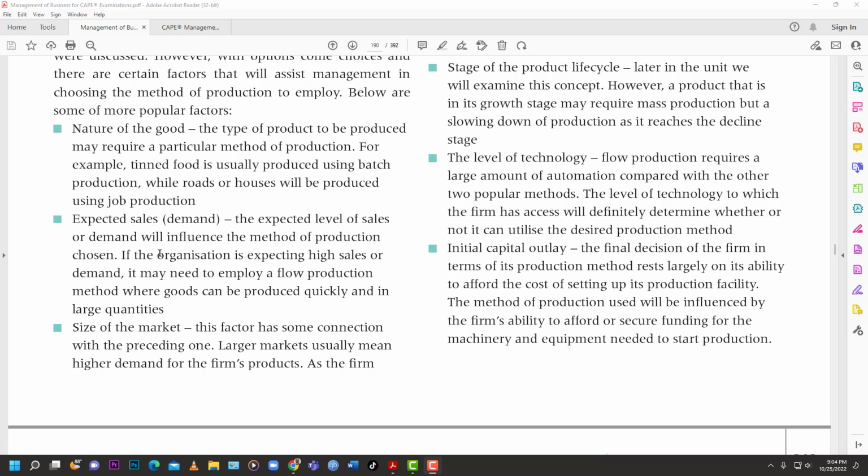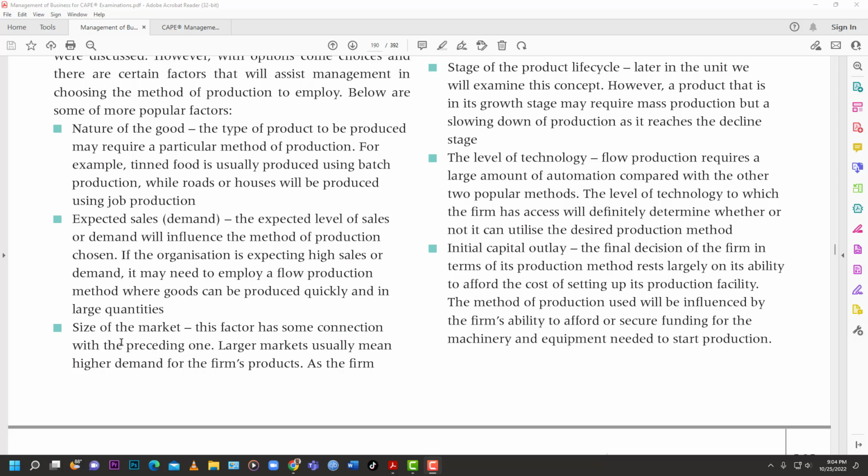Because it's a niche product. Not everybody wants this jersey in that color, whatever. So you might want to use that particular method, right? So expected sale or demand, the expected level of sales or demand will influence the method of production. If the organization is expecting high sales or demand, it may employ a flow production method, where goods can be produced quickly and in large quantities.